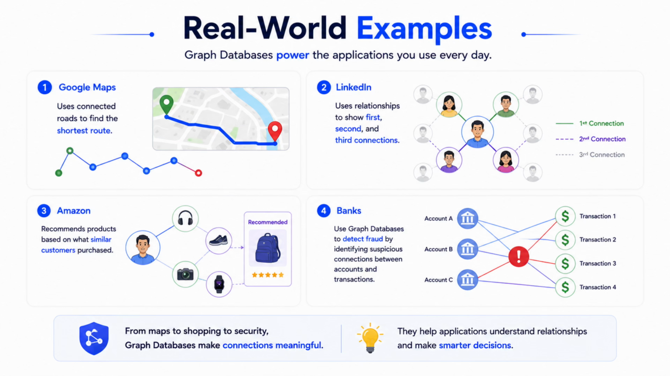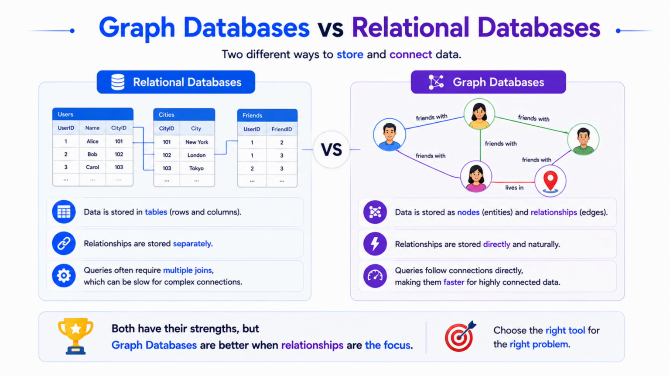Now let us compare graph databases with relational databases. Relational databases store data in tables and often require multiple joins. Graph databases store relationships directly, making them ideal for highly connected data. Both have their strengths, but graph databases are better when relationships are the focus.